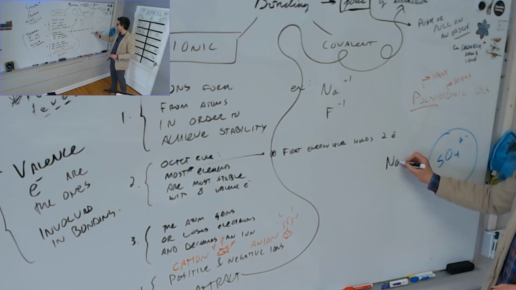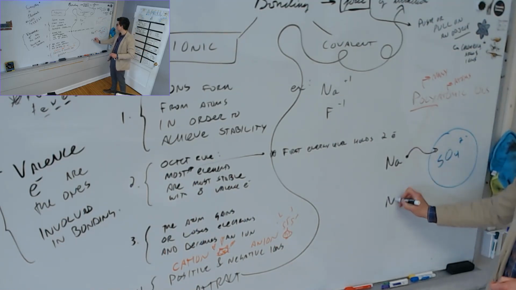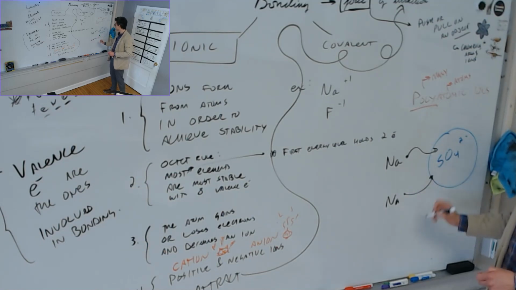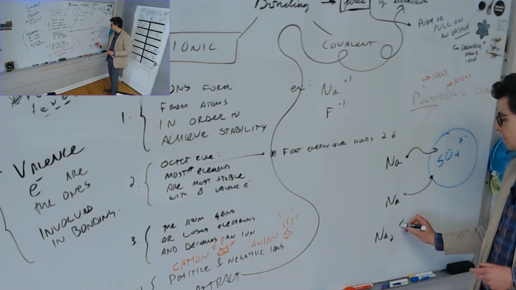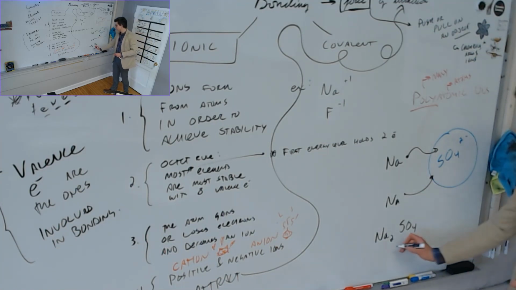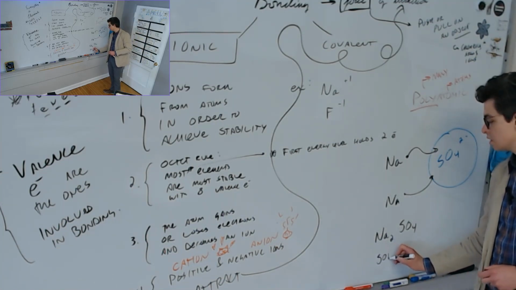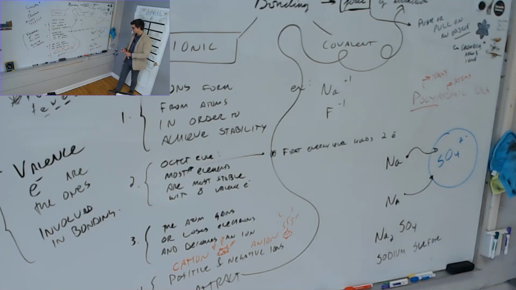Let's say we're going to bond it with sodium. How many valence electrons does sodium have? 1. Is that going to work? Will 1 sodium make this sulfate stable? No. We need 2 sodiums, and so what's its formula going to be? Na2SO4. We no longer write the charge because the charge has been neutralized by the sodiums. And we name this what? Sodium sulfate. It has a polyatomic ion in it.